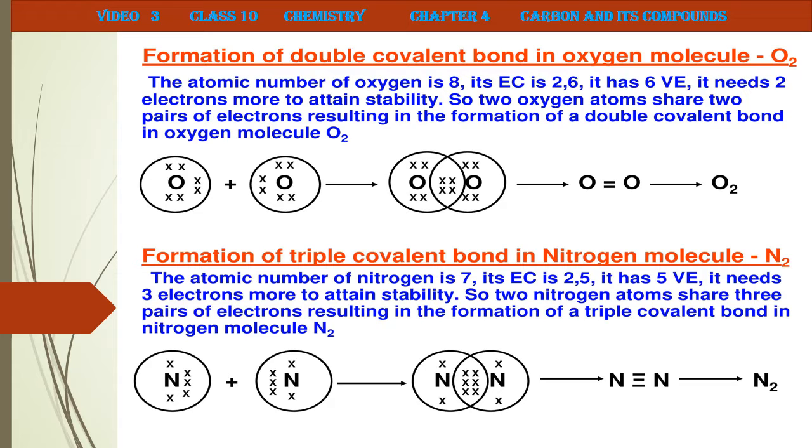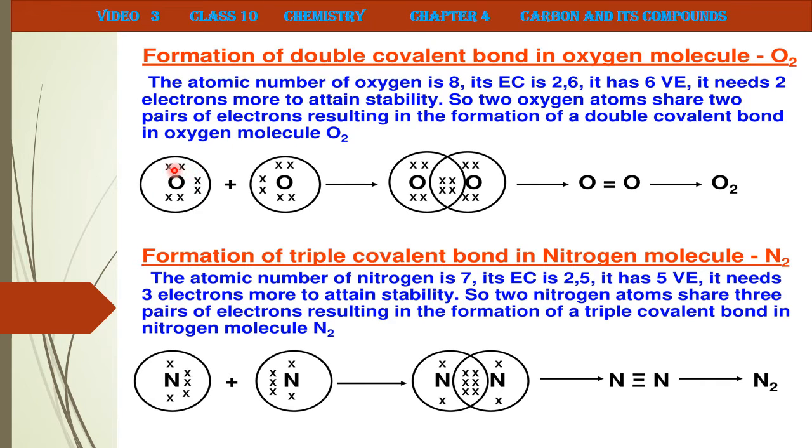The atomic number of oxygen is 8, electronic configuration 2, 6. It has 6 valence electrons and needs 2 electrons more to attain stability, because the L shell needs 8 electrons for attaining stability. So two oxygen atoms share pairs of electrons, resulting in the formation of a double covalent bond in the oxygen molecule.